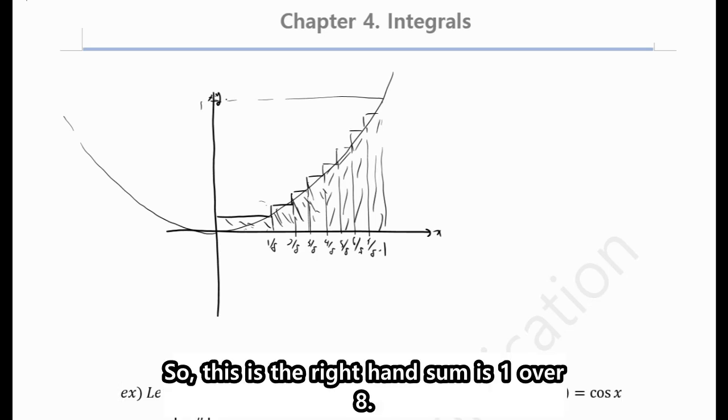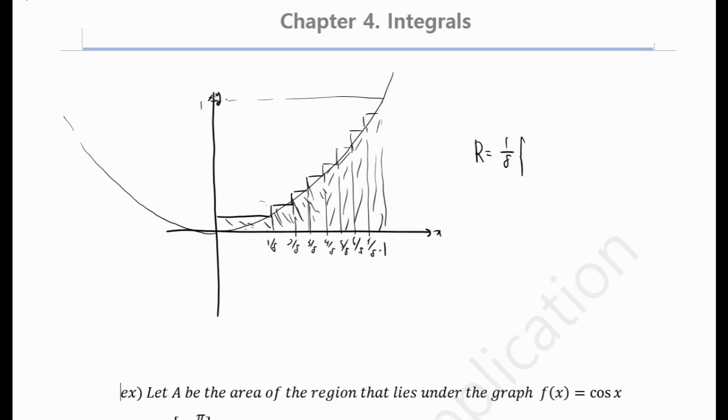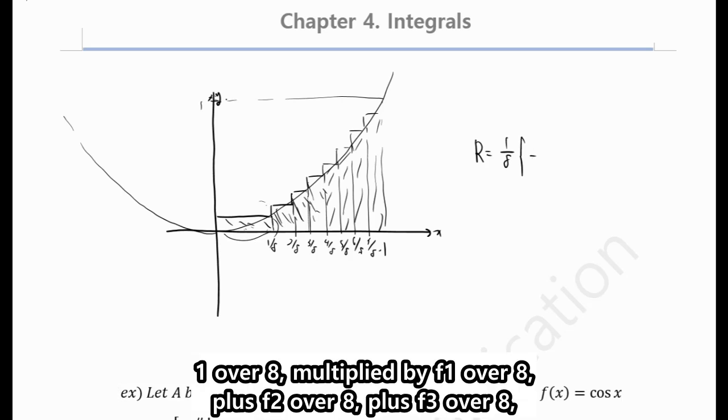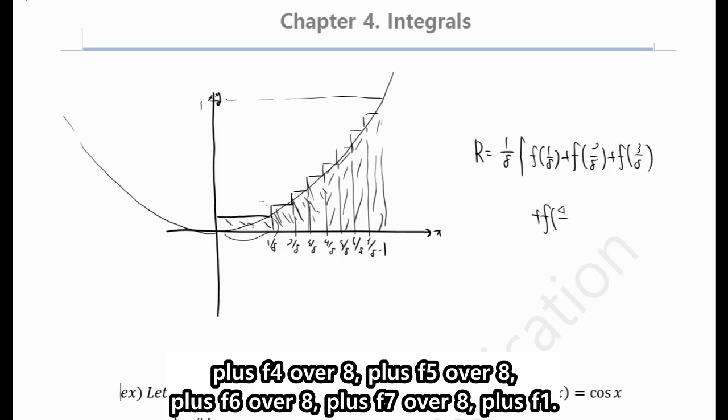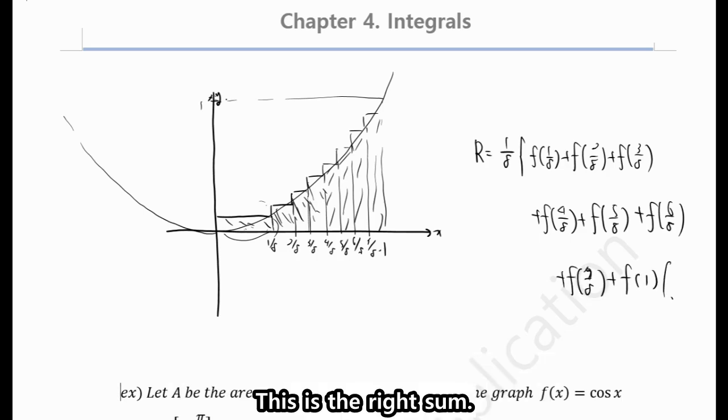The right hand sum is 1 over 8 multiply f(1/8) plus f(2/8) plus f(3/8) plus f(4/8) plus f(5/8) plus f(6/8) plus f(7/8) plus f(1). This is the answer. This is the right sum.